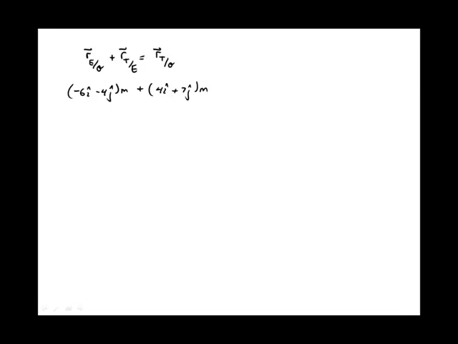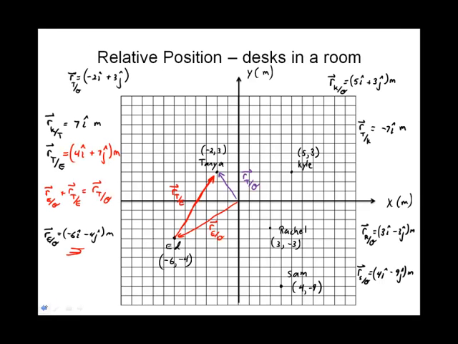And you may recall when we add vectors, I'm going to add minus 6i plus 4i, there's the i components, plus minus 4j plus 7j, there's the j components, and this will leave me with minus 2i plus 3j, and that's all in meters. But notice minus 2i plus 3j is the position of Tanya with respect to the origin. So that all works out exactly the way we would anticipate.